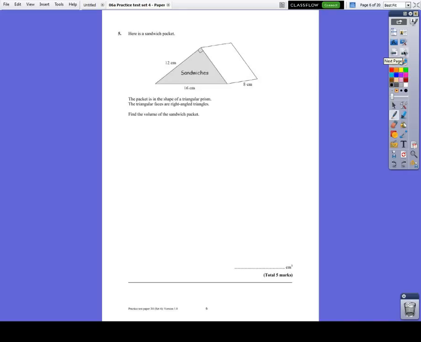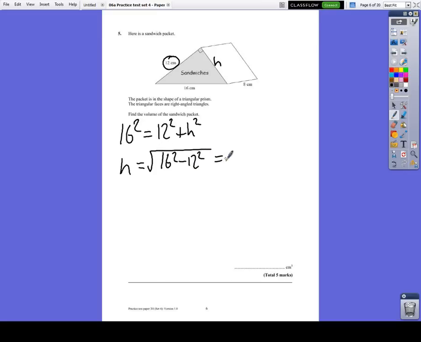Question 5 is a triangular prism, right angle triangle on the front, and a depth of 8. To work out the area of that triangle on the front, we need to do base, which is 12, times the height, which we don't yet have. But because it's a right angle triangle, we can use Pythagoras. So Pythagoras says that the hypotenuse squared, which would be the 16, is equal to the other two sides squared and added together. If we rearrange that, we get that h is the square root of 16 squared minus 12 squared, which would be 10.58.